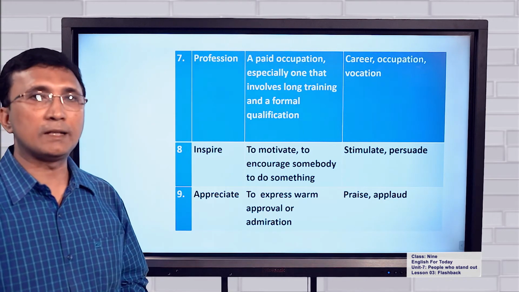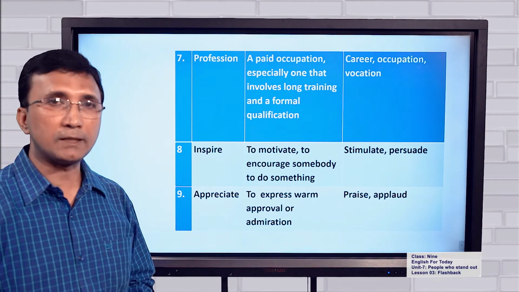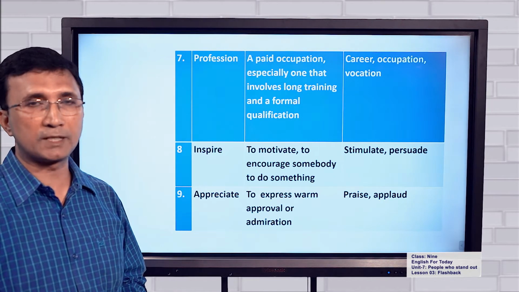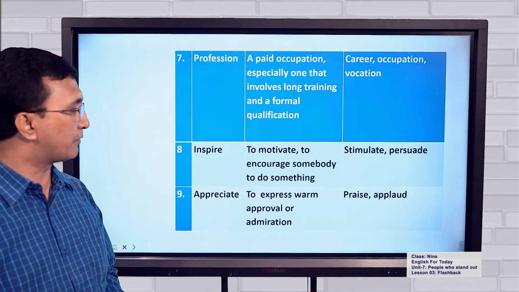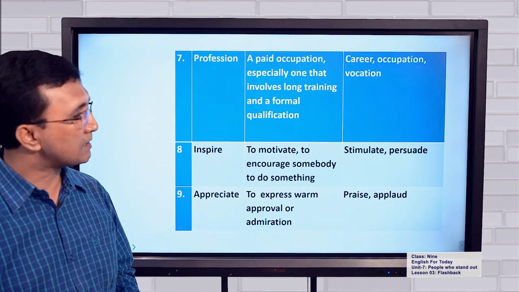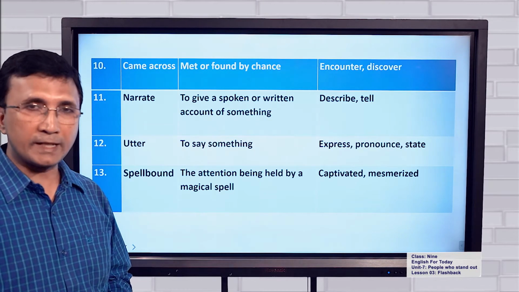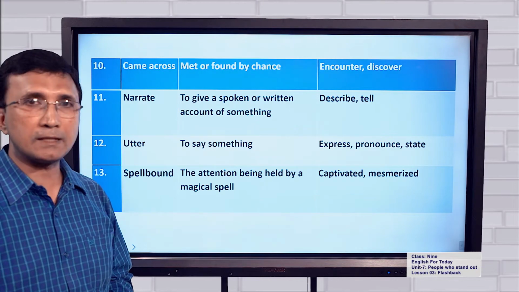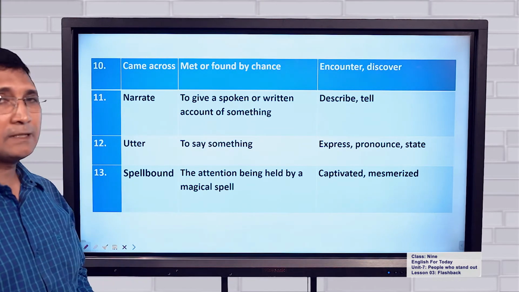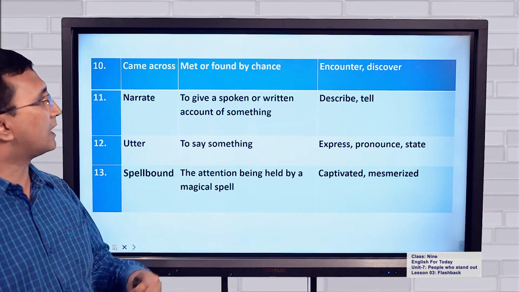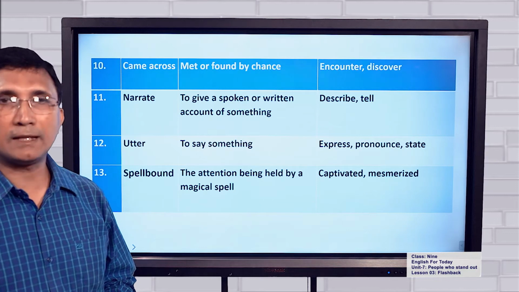Number 8, inspire. The meaning of this word is to motivate, to encourage somebody to do something. The synonyms are stimulate, persuade. Number 9, appreciate. It means to express warm approval or admiration. And the synonyms are praise, applaud. Number 10, came across. It's a verb phrase. It means met or found by chance. And the synonyms are encounter, discover. Number 11, narrate. It means to give a spoken or written account of something. The synonyms are describe, tell.